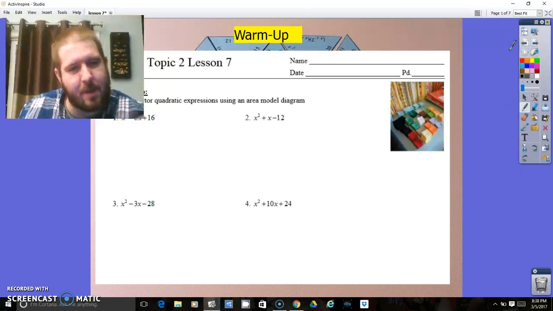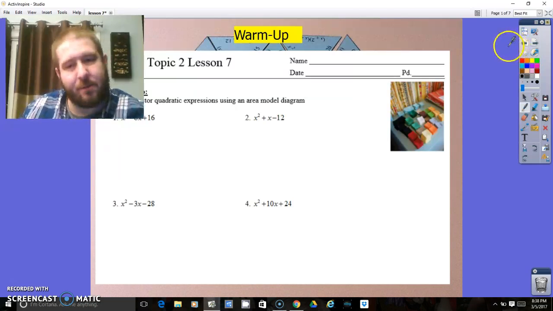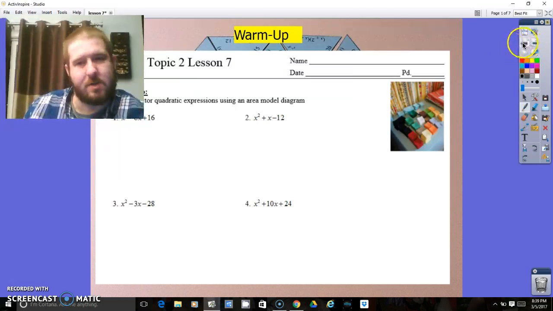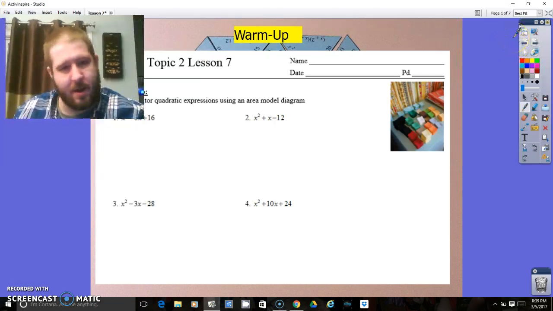This is Unit 4, Topic 2, Lesson number 7. Today we're going to focus on changing standard form into factored form, but when there's a leading coefficient, when that leading coefficient isn't 1 like it was in the last video, which I ran out of time on.